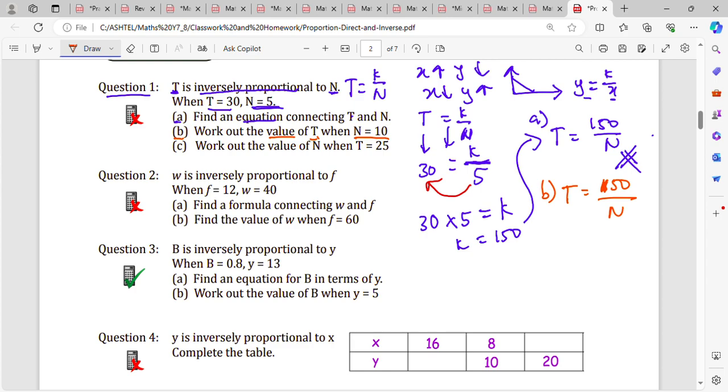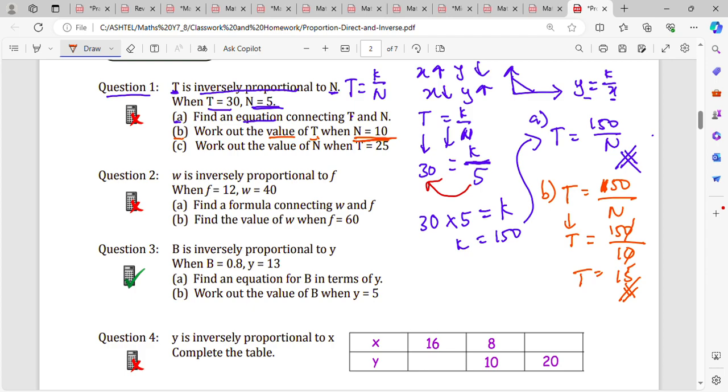So just write the t because you want to find the t. And then the 150 over n, given here the value of n is 10, so just write 10. So 150 divided by 10, you will get 15. So that is your t. Okay, your answer is 15.